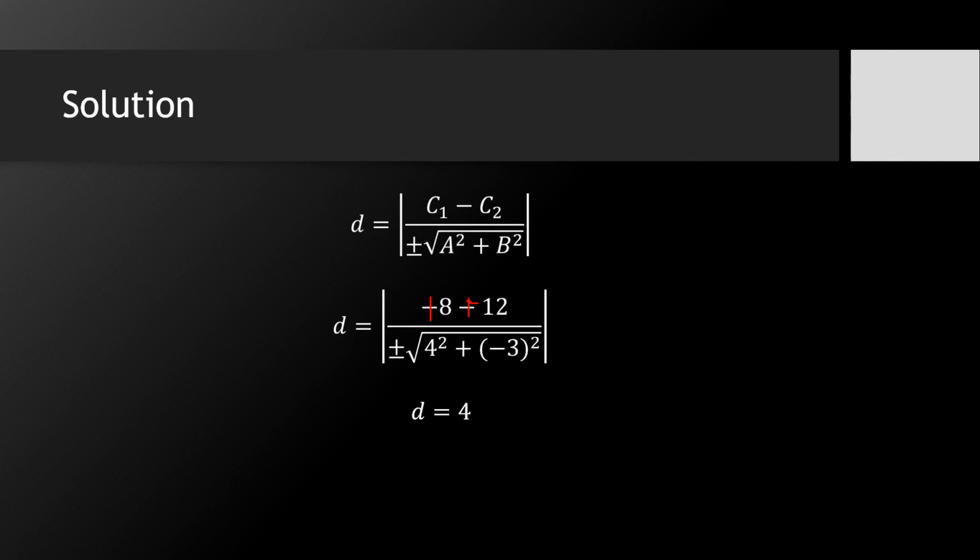So this is 25 and this is 20. 20 over the square root of 25, 20 over 5 is equal to 4. So we are saved by the absolute value sign, but the constant should be positive.